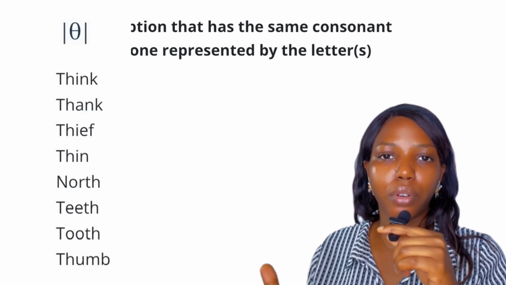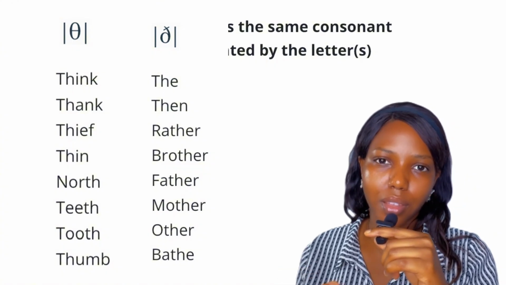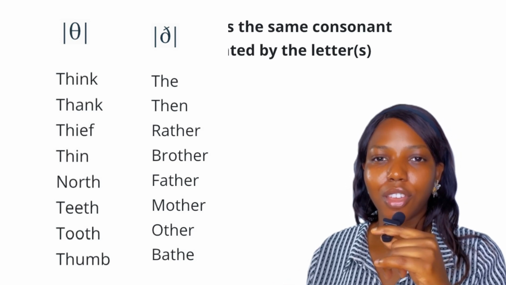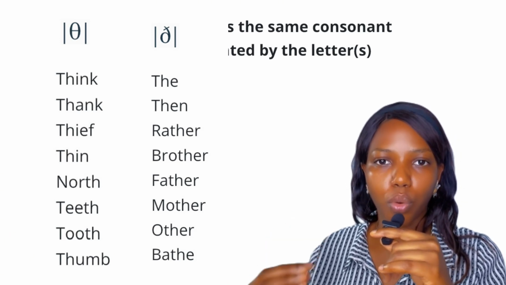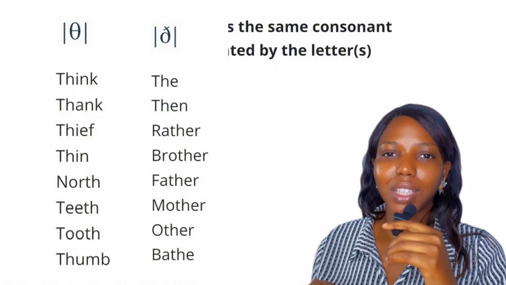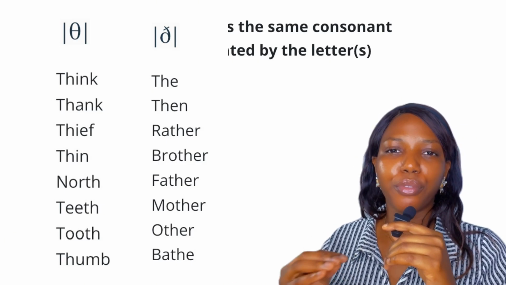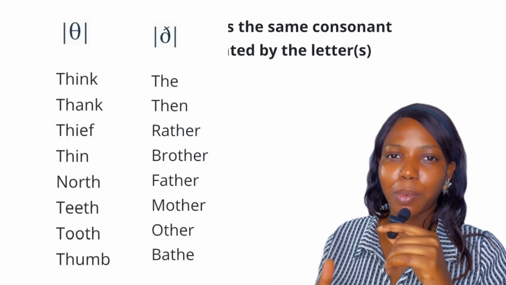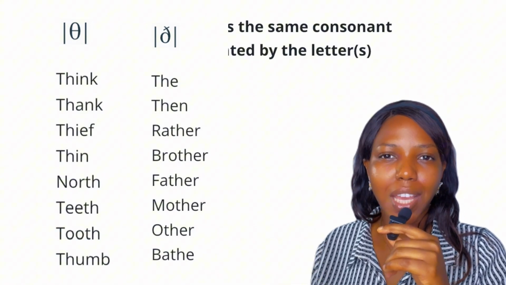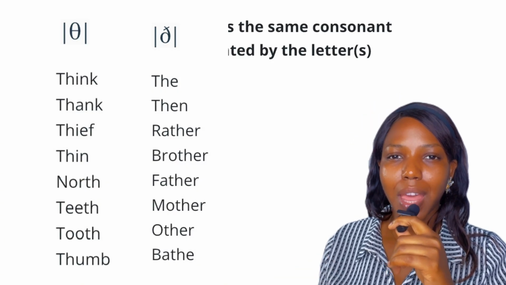Now let's take a look at the voiced. The, then, rather, brother, father, mother, other, bathe. Okay, so these are words with the voiced sound. Now, if you observe, you notice that the voiceless sound is represented by TH, and then the voiced th is represented by THE, or most of the time E or ER comes after the TH. Okay, so this is a pattern that can help us.